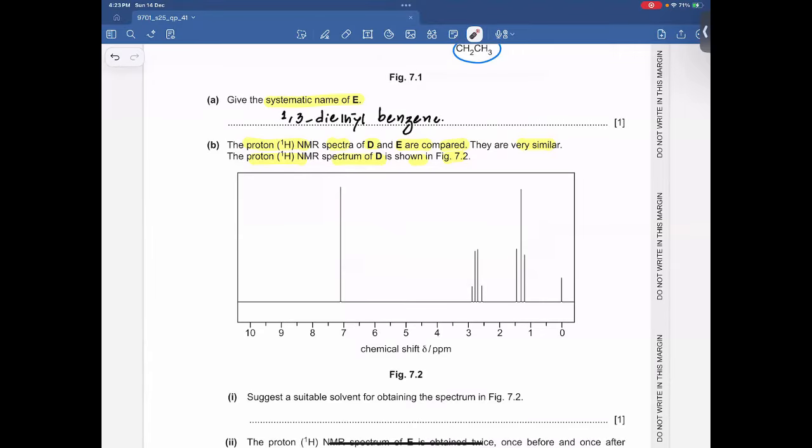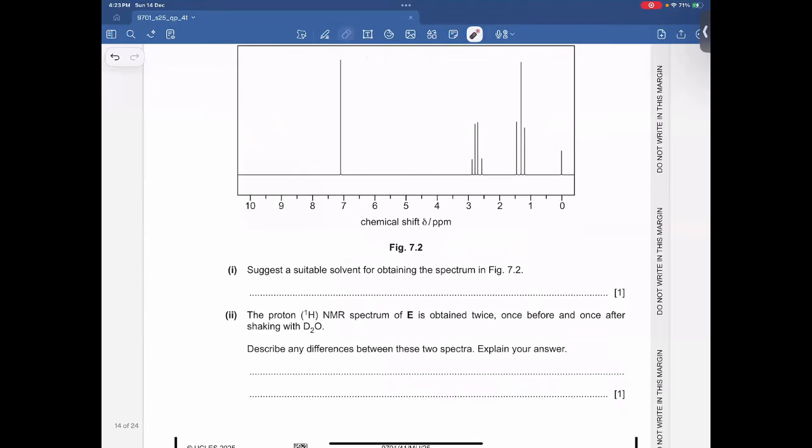Let me read part 1. Suggest the suitable solvent for obtaining the spectrum. The solvent could be CDCl3, or you can even use CCl4.